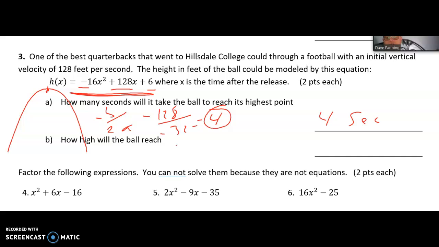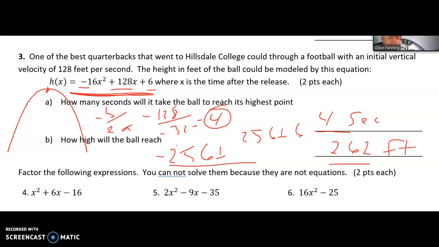Trying to do this without the use of my calculator here at all. That's 256. So that's going to be -256. And then plus 128 times 4. Well, that's going to be double 256. So when I add those together, it's going to be 256 plus 6, which is exactly 262 feet high. And that's the maximum point. So that is number 3.